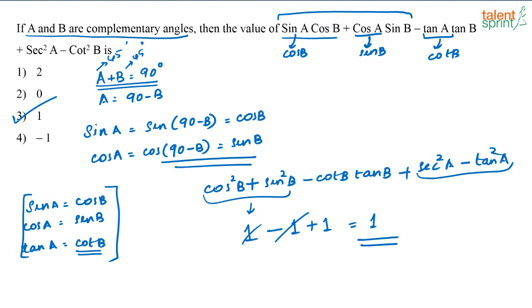Yes, so Siddharth said I am getting 1 as the answer. Muskan also got 1, Vidya got 1, Roshan got 1. Good. Clear? We will move on to the next question.